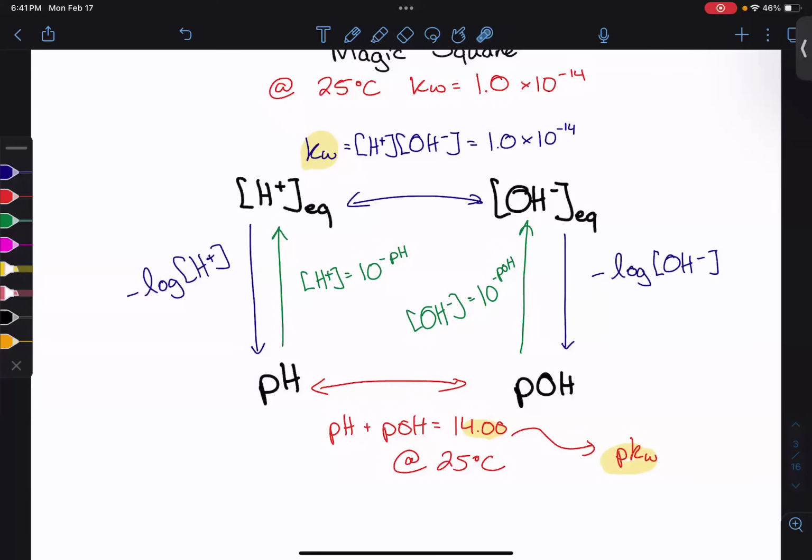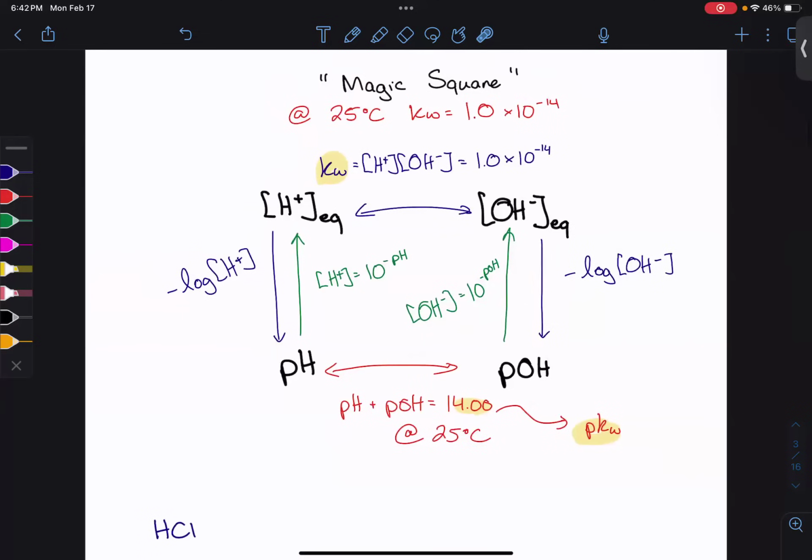So whether we're at 100 degrees Celsius or 0 degrees Celsius or 25 degrees Celsius, this H plus pH relationship will always be the same. Same thing with OH minus and pOH. But what changes is the relationship between H plus and OH minus. That is what changes at different temperatures. Okay, so we'll be using that in a little bit.